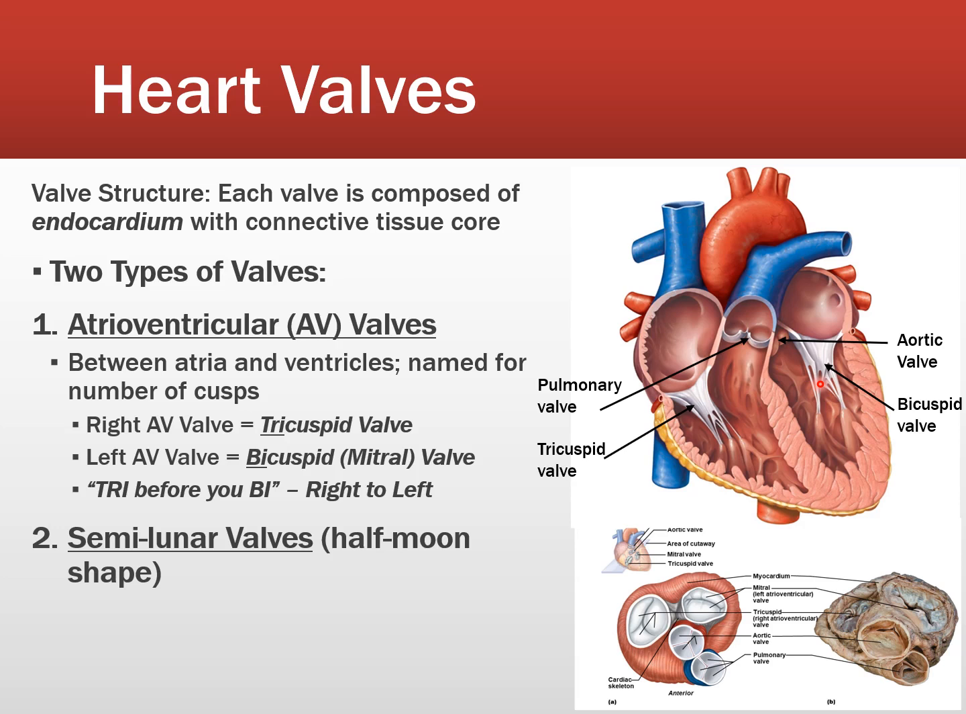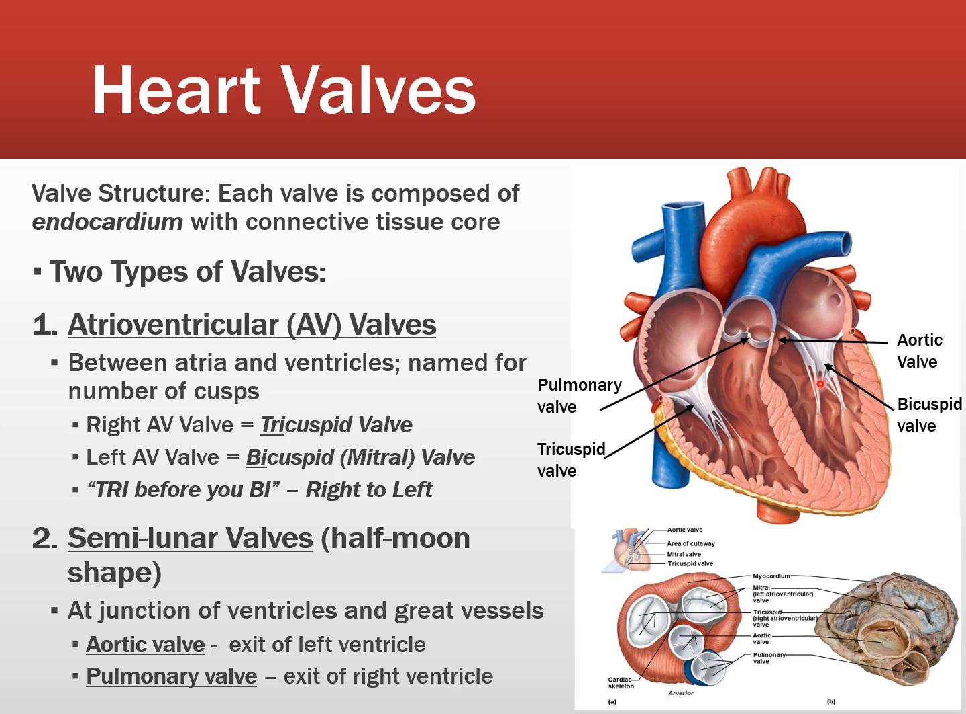And then our other two types of valves are the semilunar valves. So these guys are named after the great vessels. So they sit in between the ventricles and the great vessels that are exiting the heart. Okay. So we have our aortic valve, which is going to sit in between that left ventricle and the aorta. And then we have our pulmonary valve that sits between the right ventricle and the pulmonary trunk, or pulmonary out to the pulmonary arteries. Okay.